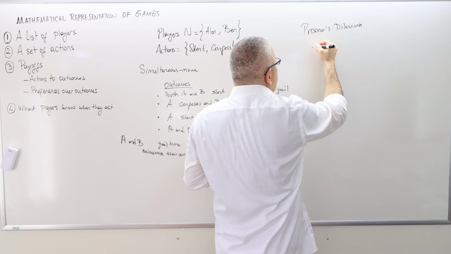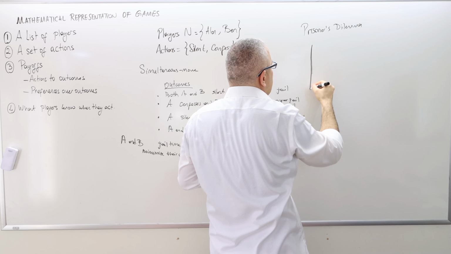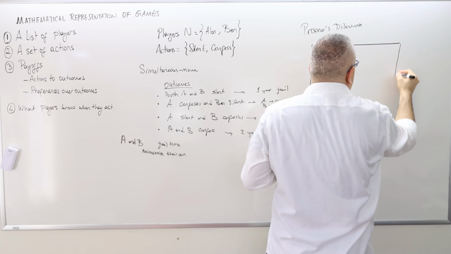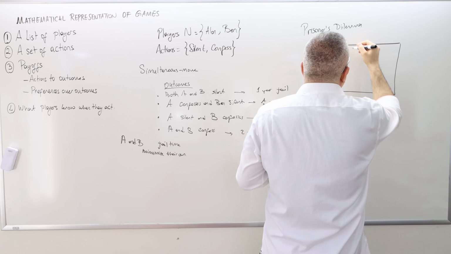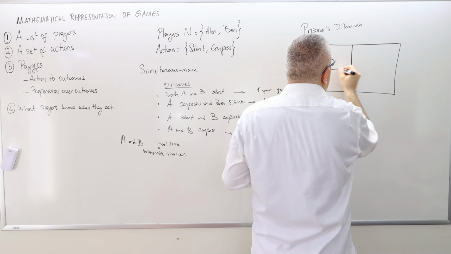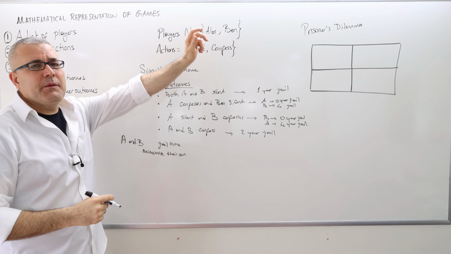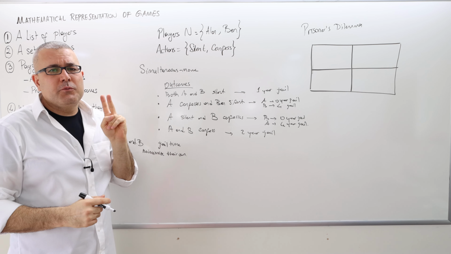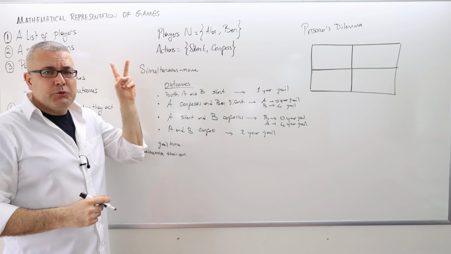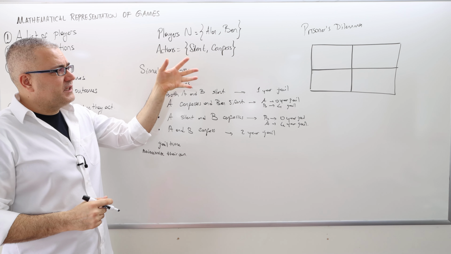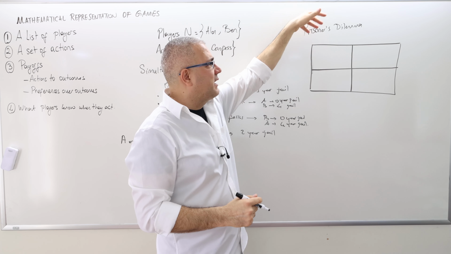And the way we represent it is simple. We call this normal form representation or matrix representation. Okay? So it's going to be a 2x2 matrix. Why 2x2? Well, I have two players. So the matrix is going to have rows and columns.